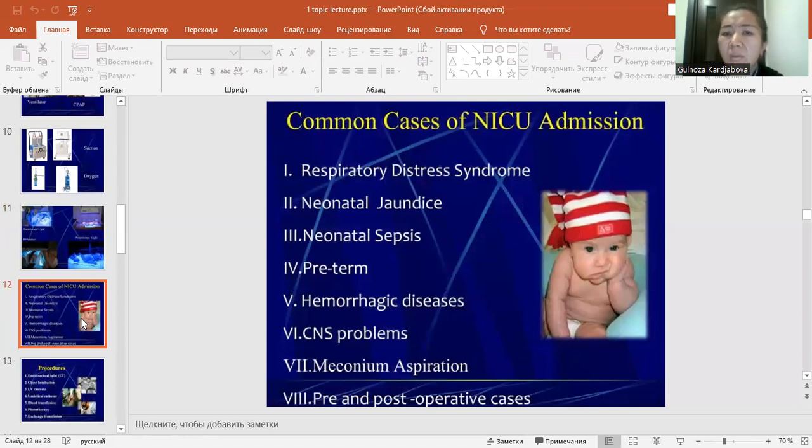So, common causes of neonatal intensive care unit admission. It is respiratory distress syndrome, first one, neonatal jaundice, second, neonatal sepsis, it's third reason, preterm babies, fourth reason, fifth reason, hemorrhagic disease, central nervous system disorders, meconium aspiration, pre- and post-operative causes.